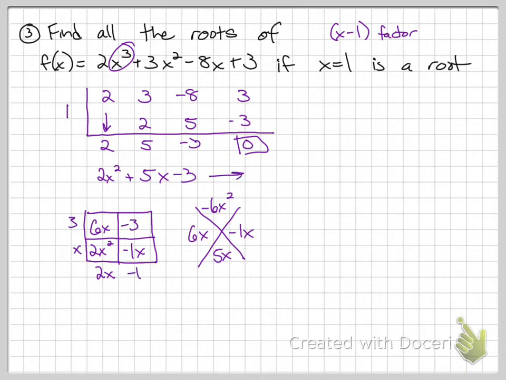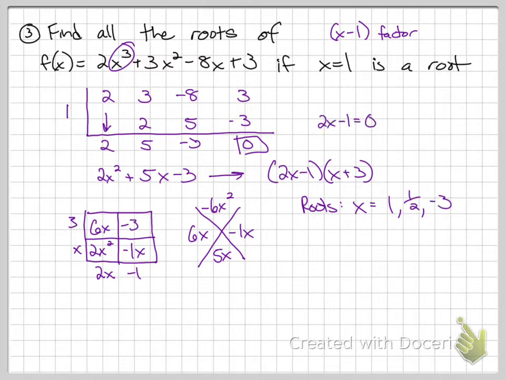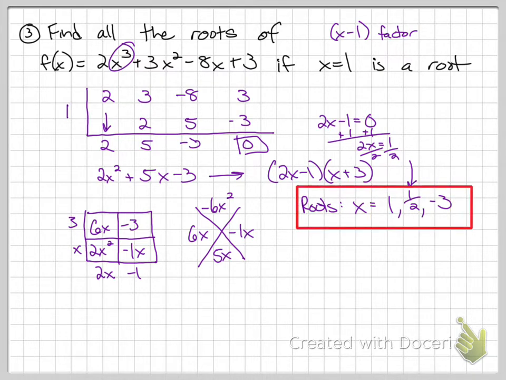So this is 2x minus 1 times x plus 3. That gives us roots. X equals the 1 that they gave us originally, 1/2, which I'll show you in a second, and negative 3. Zero product property for 2x minus 1 equals 0. Add the 1 and divide by 2 is how I got the 1/2. These are our roots.